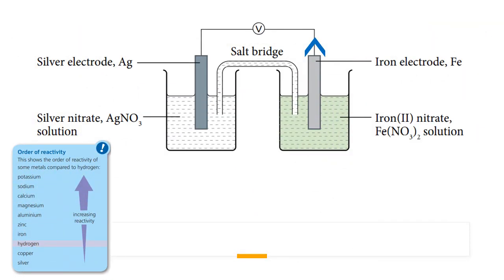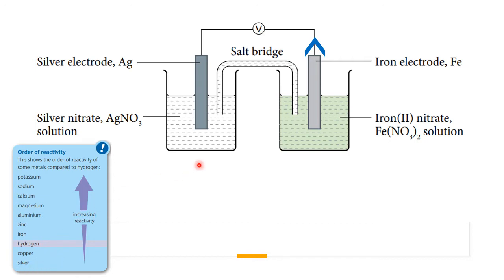Let's take a look at the second example of a Daniell cell. We have silver and iron as electrodes. Silver is dipped into a silver nitrate solution, while the iron electrode is dipped into iron 2 nitrate solution. This is the chemical formula for the iron 2 nitrate, and this is the chemical formula for the silver nitrate. Based on the reactivity series of metals, the position of iron is higher than the position of silver.